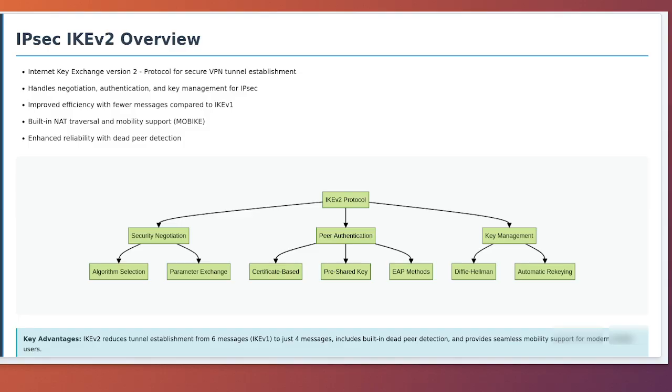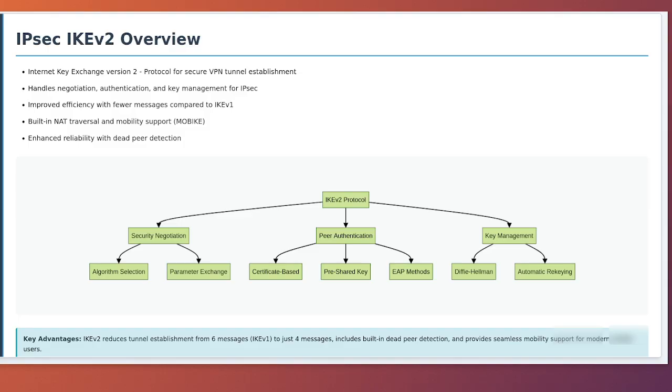Today we are diving deep into IPsec IKEv2, which is the second version of the Internet Key Exchange Protocol. IKEv2 is a critical component of modern VPN infrastructure, providing secure tunnel establishment and key management for IPsec communications. Understanding IKEv2 is essential for anyone working with site-to-site VPNs, remote access solutions, or secure cloud connectivity.